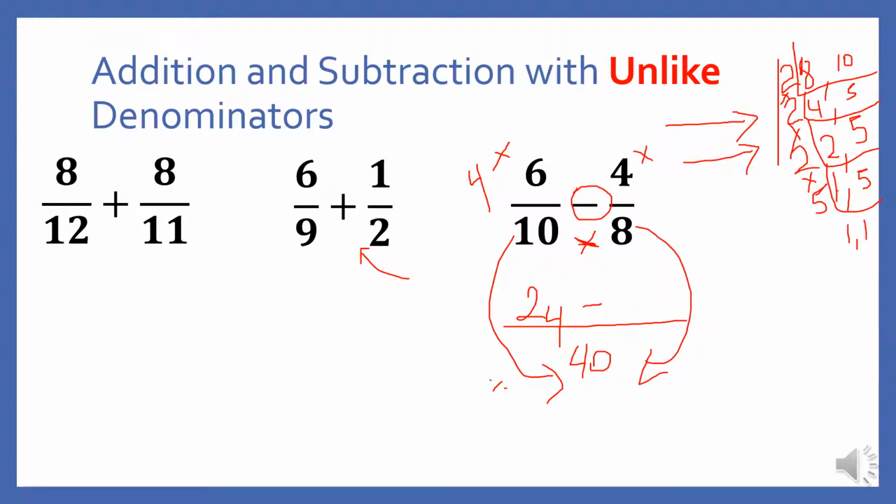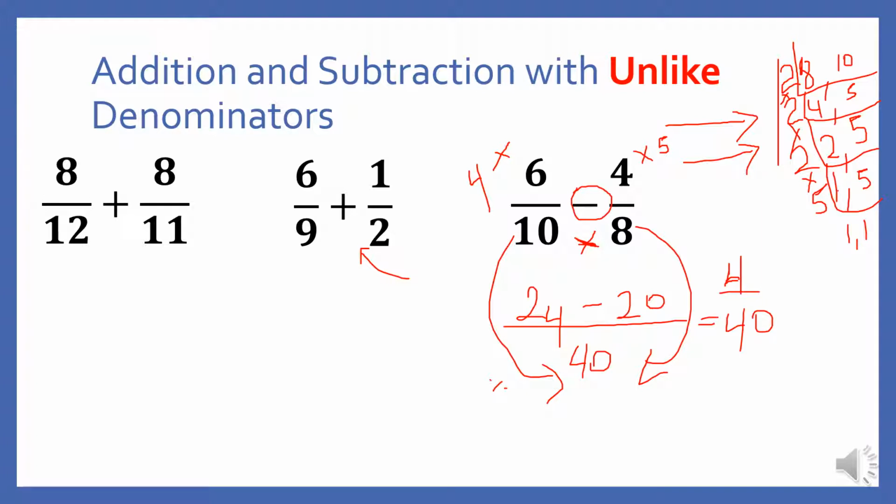8 can go into 40 how many times? 5 times. And 5 times 4 is 20. So what do we have here? 24 take away 20 is 4. We have 4 over 40.